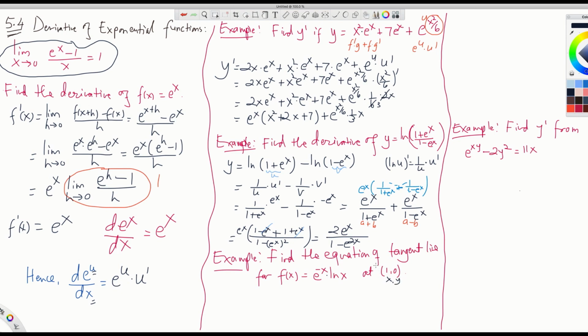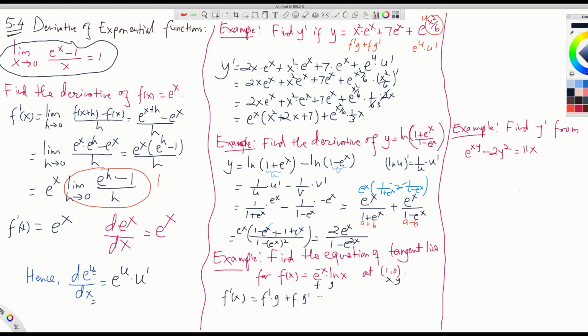So our equation will be y minus y1 equals m times (x minus x1), but we need m, the slope. Slope is basically the derivative at this point, right? So what will be f prime of x? Tell me, what is that? This is like f, this is like g, right? So what is the derivative? It will be f prime times g plus f times g prime.